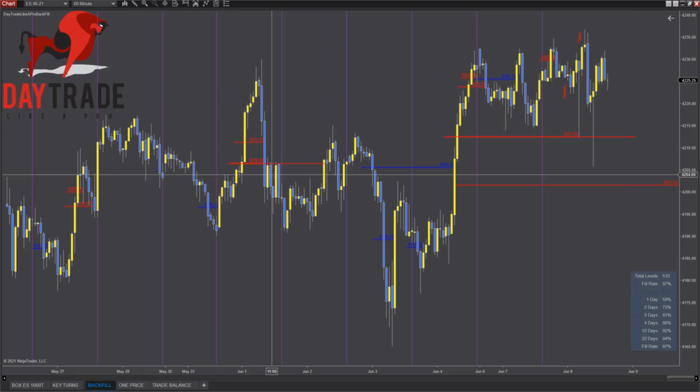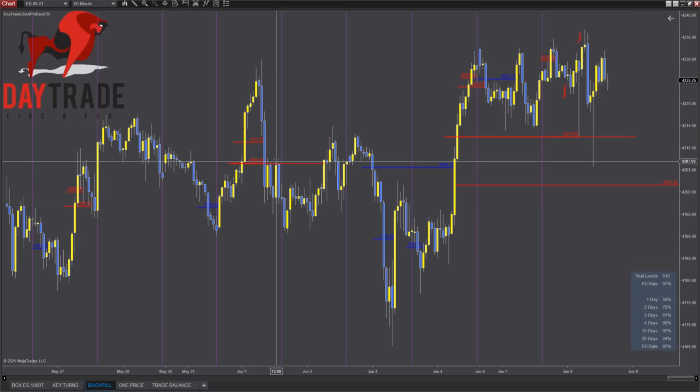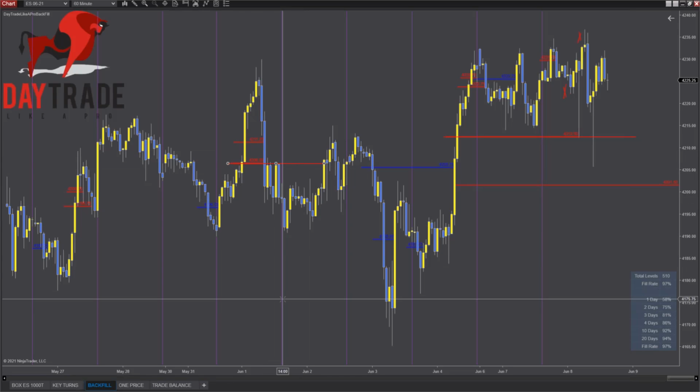So really one of two things can happen when it comes to a backfill price. It either stops and reverses, or it blows right through it. And if it blows through it, if it comes back and retests it like this, it could be a good opportunity to get on it on the other side. So let me show you something that you could utilize for that.